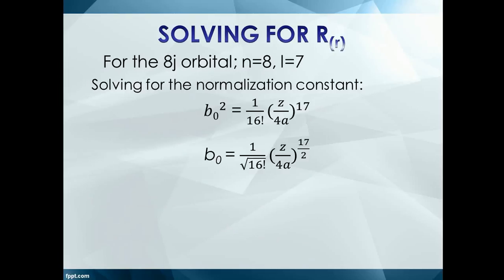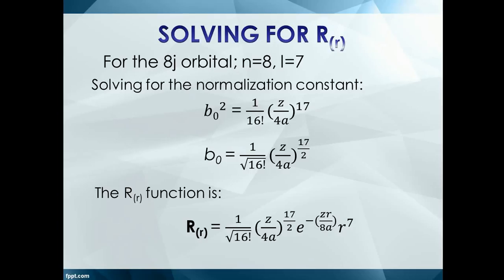Then isolating b sub 0 from the equation, we have b sub 0 squared is equal to 1 over 16 factorial times Z over 4a raised to 17. Then the normalization constant is just the square root. So we get 1 over the square root of 16 factorial times Z over 4a raised to 17 over 2.